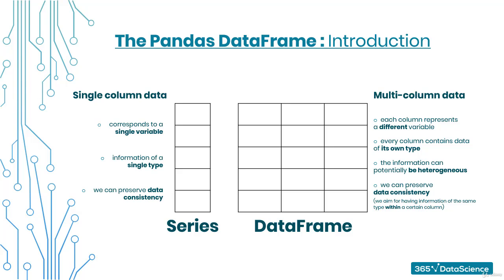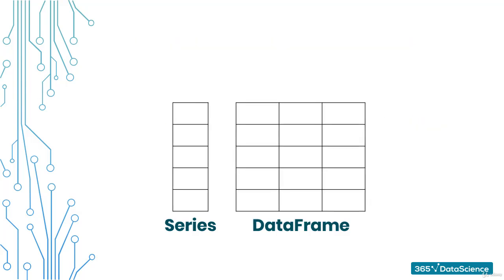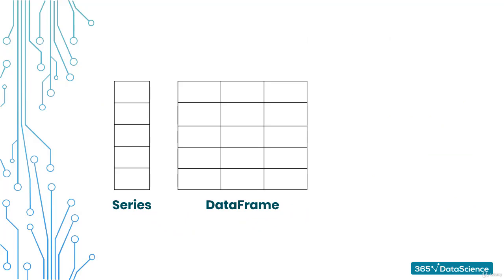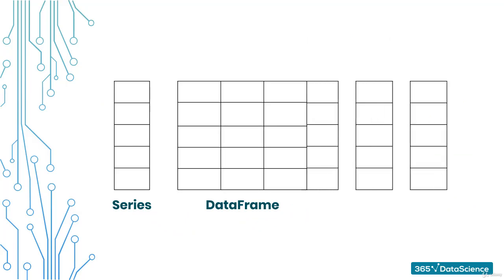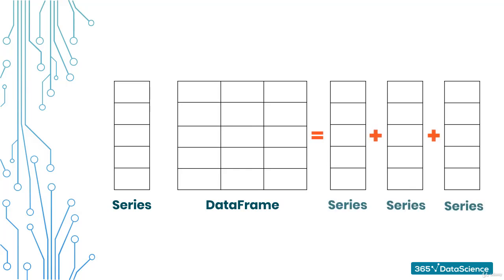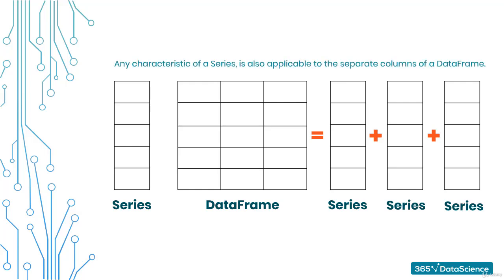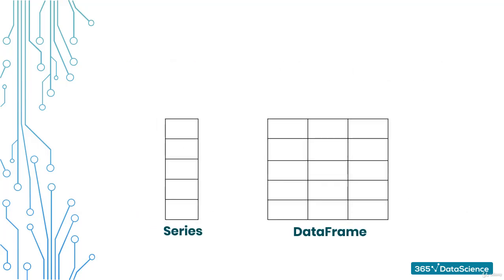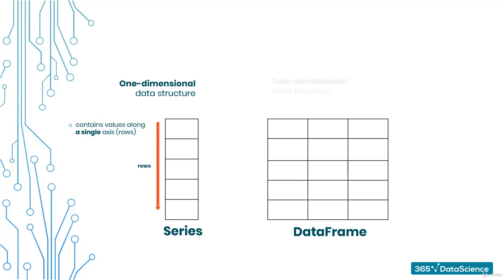Therefore, it is very important to remember the following throughout the lecture and beyond. Fundamentally, from the perspective of Pandas, the data frame is nothing but a collection of multiple series objects. This means that as a structure, the series corresponds to a single column of a data frame. So any characteristic of a series you can think of is also applicable to the separate columns of a data frame. Therefore, you can refer to the series object as a one-dimensional data structure because it contains values along a single axis, representing a certain number of rows. The data frame, instead, is a two-dimensional structure, in the sense that its data has been organized not only into rows, but also into columns.